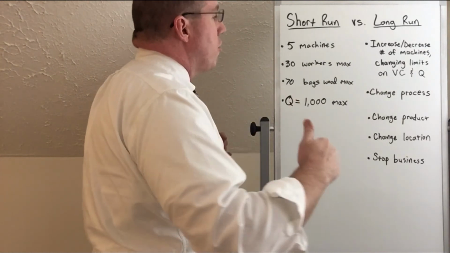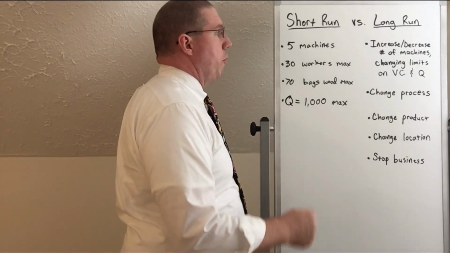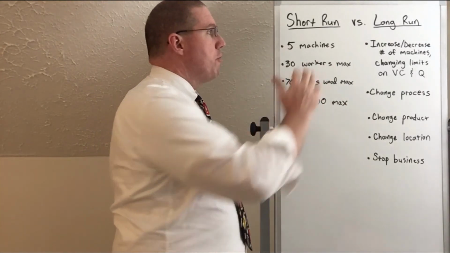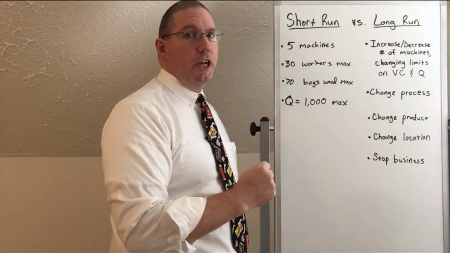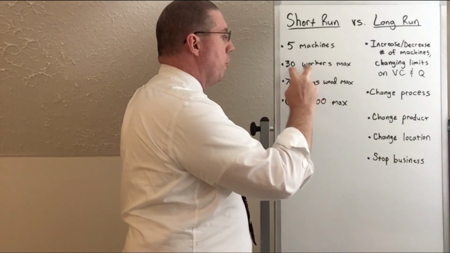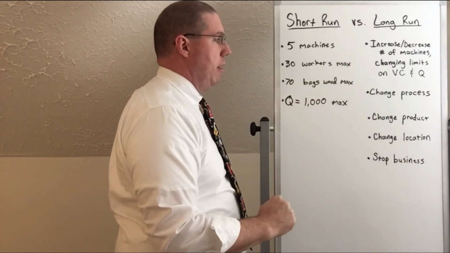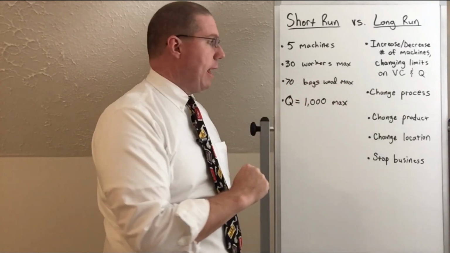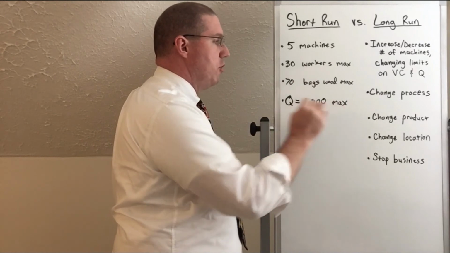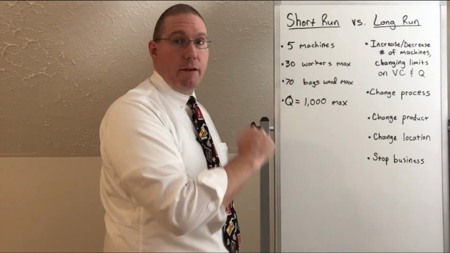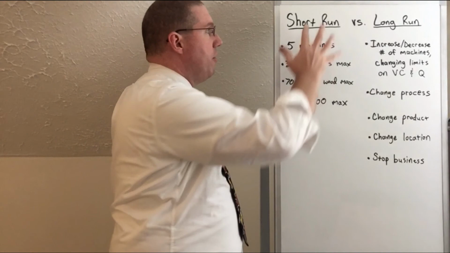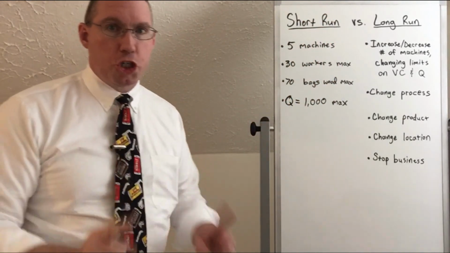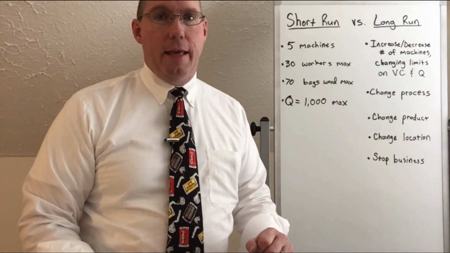So what was the circumstance that we first set up, where we said this company has 5 machines, and if they run those 5 machines on 2 shifts, they can employ 30 workers maximum. They can use 70 bags of wood maximum per day, and they can produce 1,000 units per day maximum. Okay? All of that, these are the restrictions in the short run. The short run is always restricted in decision making.